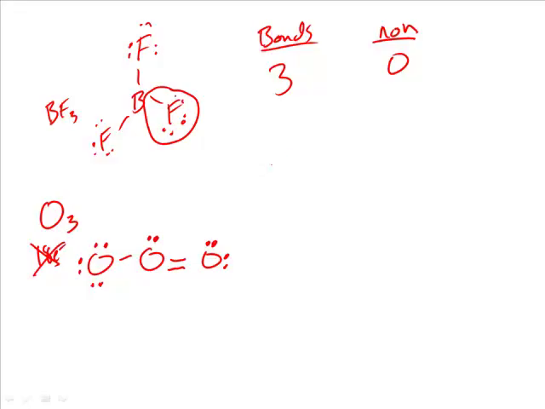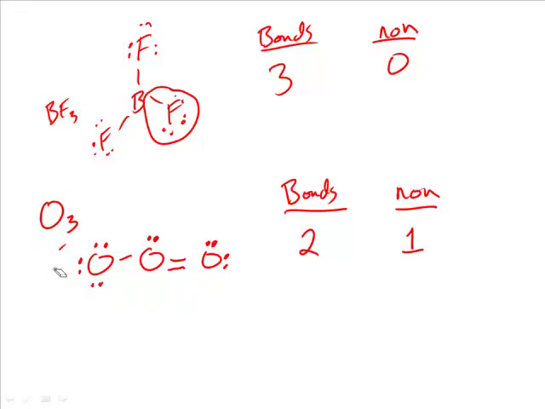So now if we're counting bonds, how many bonds does this central atom make? 1. And remember, a double bond counts as 1. So there's 2 bonds. And how many non-bonding pairs do we have? We just have 1 non-bonding pair.